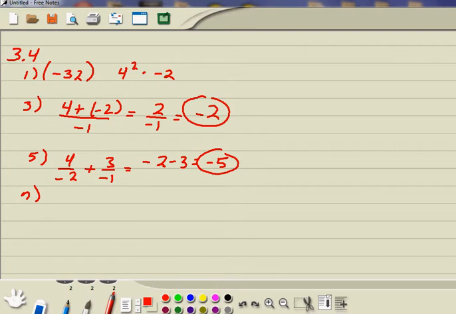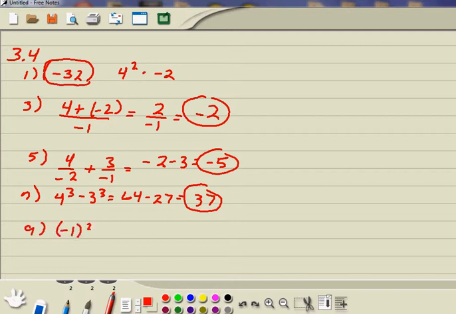Number 7, plug in my numbers. I got 4 cubed minus 3 cubed. That equals 64 minus 27, which equals 37. Number 9, negative 1 squared plus negative 2 squared minus 4 cubed. I get 1 plus 4 minus 64 equals a negative 59.